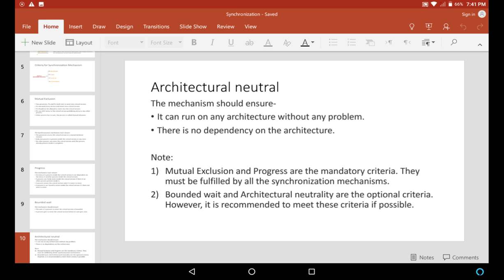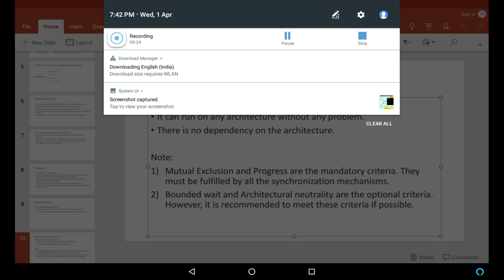To make a note while designing a synchronization mechanism: amongst these four rules, the first two are mandatory, that is, those must be followed. Only then can we think about the rest of the rules. That is, the first two, mutual exclusion and progress, are mandatory criteria. They must be fulfilled by all synchronization mechanisms. The remaining two, bounded wait and architectural neutrality, are optional. However, it is recommended to meet these criteria if possible. So this is about the rules.